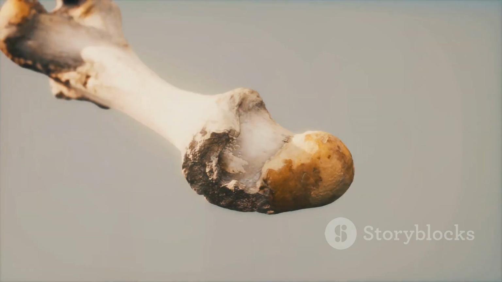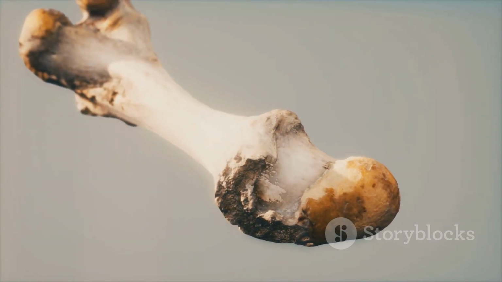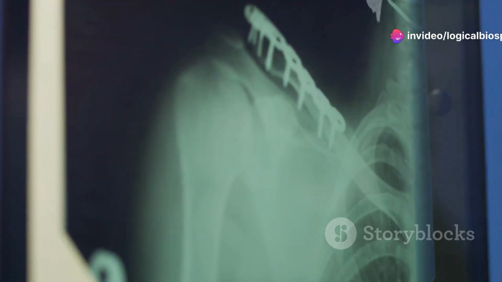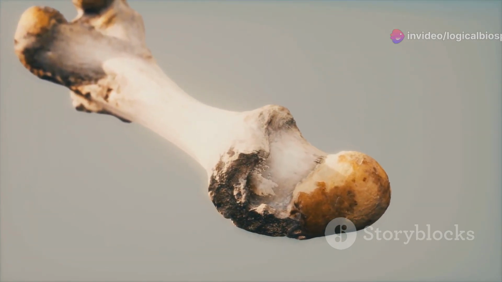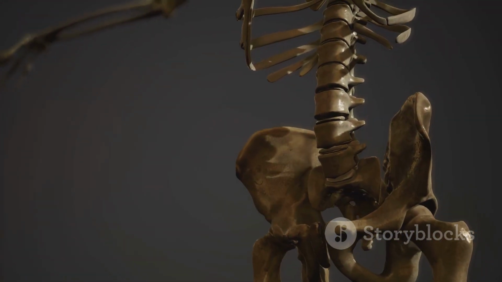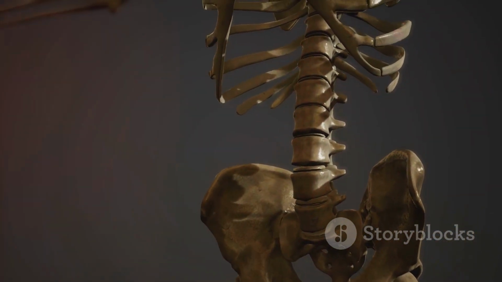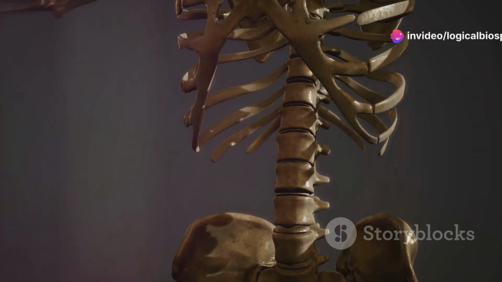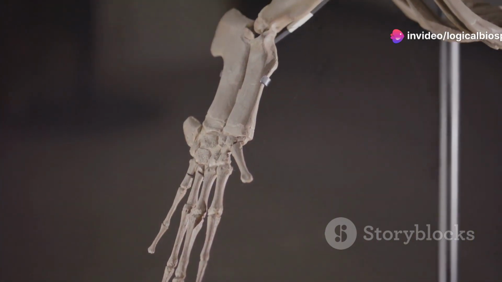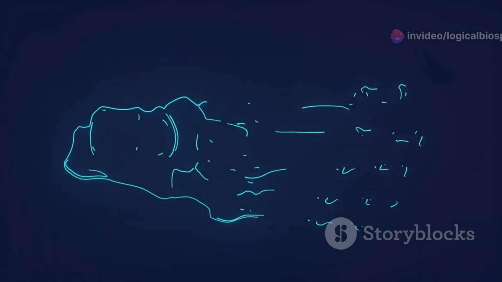Types of bones. 1. Long bones. These are longer than they are wide and include bones like the femur, which is the thigh bone, the humerus, which is the upper arm bone, and the tibia, known as the shin bone. They support weight and facilitate movement. 2. Short bones. These are roughly cube-shaped and provide stability and support with little movement. Examples include the bones of the wrist, known as carpals, and the ankle, known as tarsals.